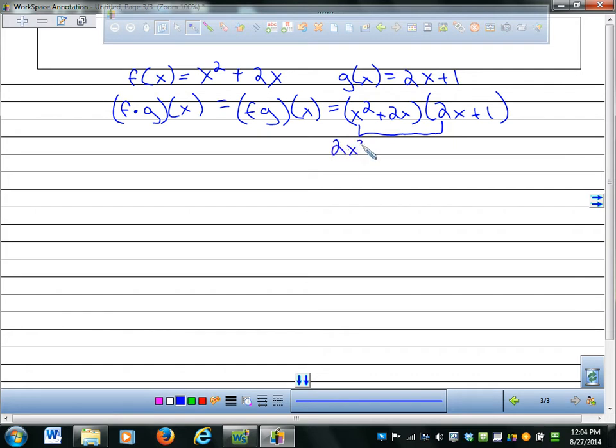2x cubed. And then you multiply first, outer. What do the outers give you? This times this, x squared. And the inner gives you 4x squared, and the last gives you 2x, right? And then you would simplify that, so it's 2x cubed.